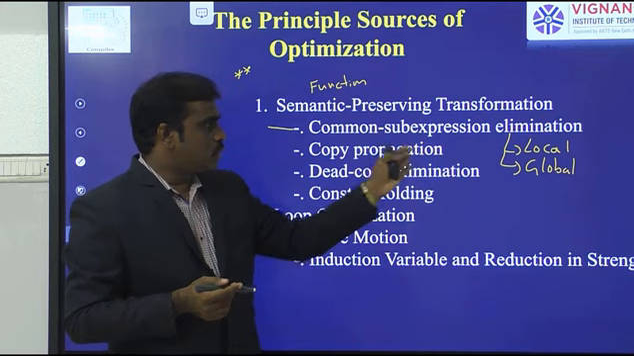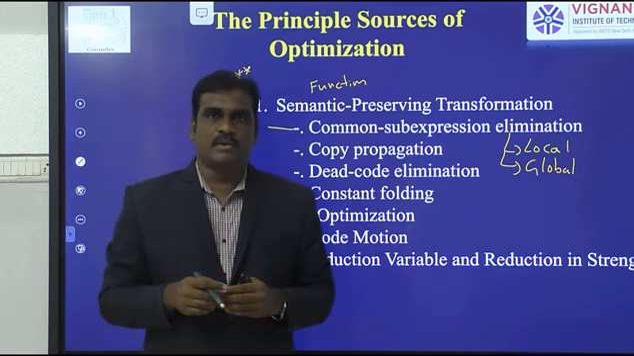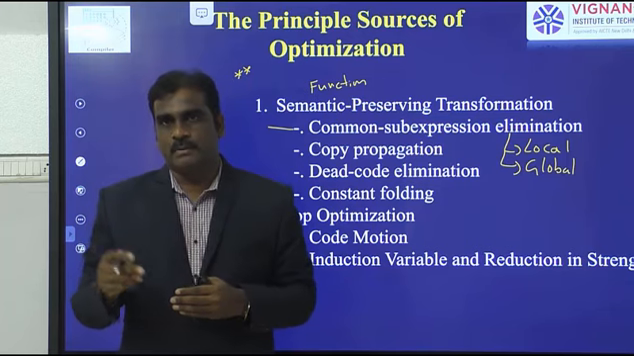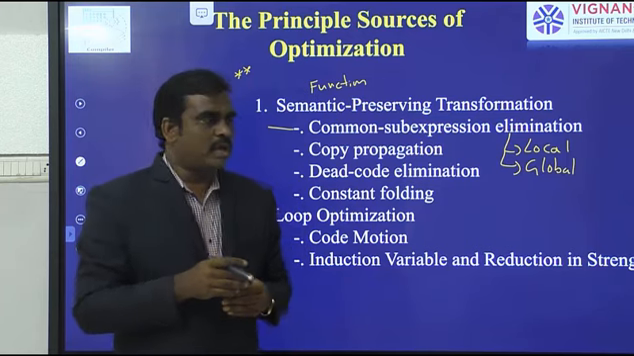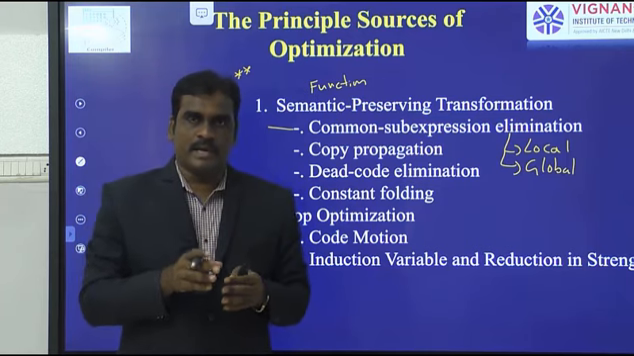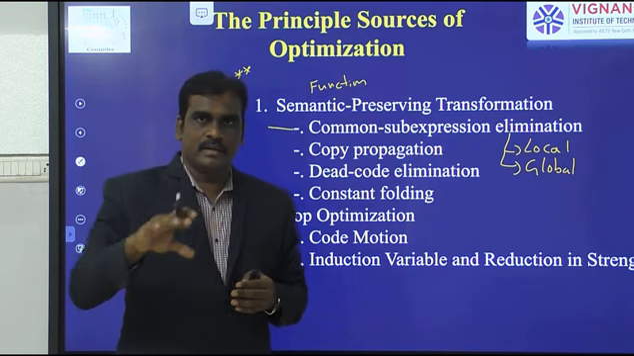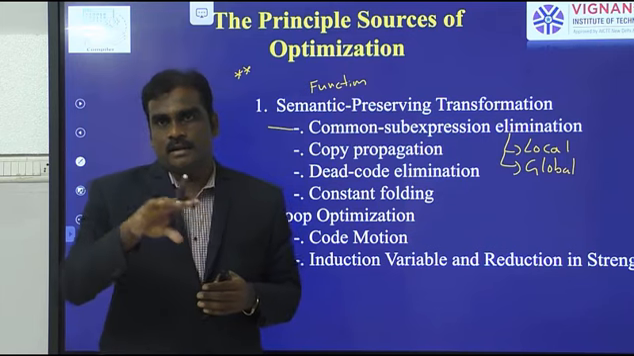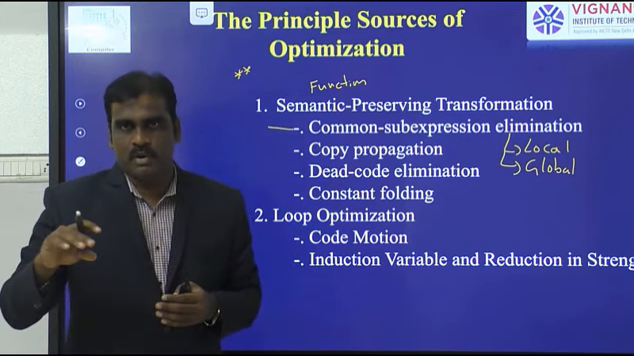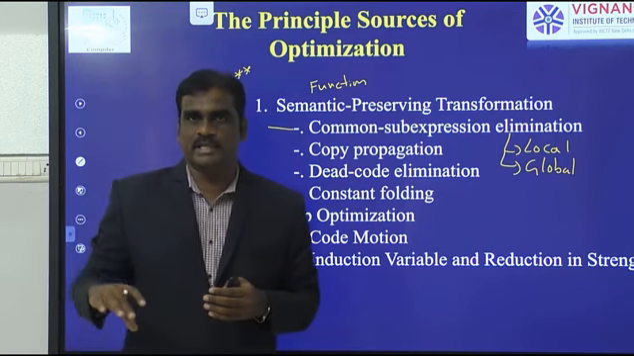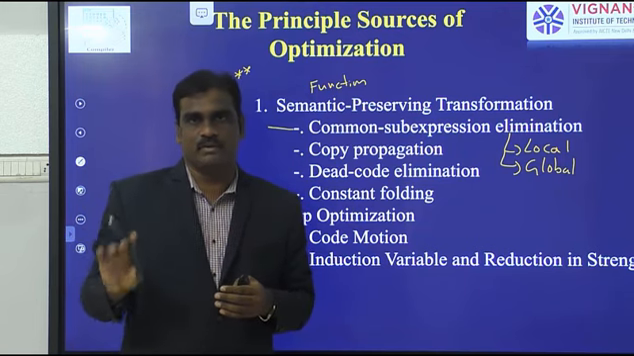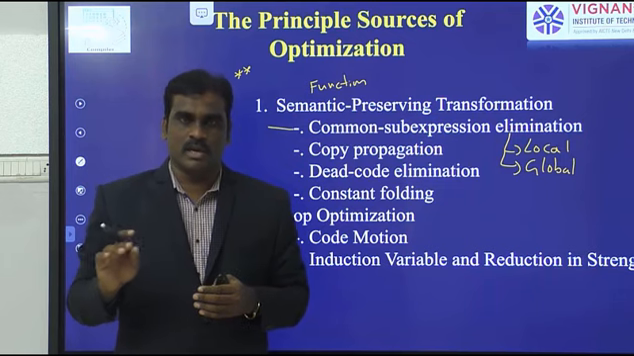That is local. And the next one is global. Global means comparing one block to another block. Local means take block 1 and check only block 1 instructions. Take block 2 and check only block 2 instructions. Is there any common instruction? We have to eliminate it. That is about the local.